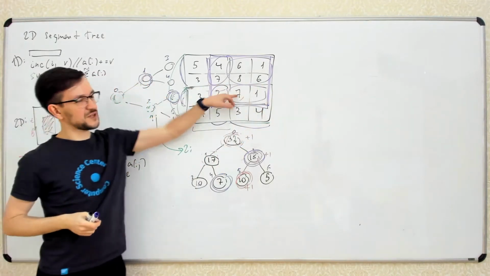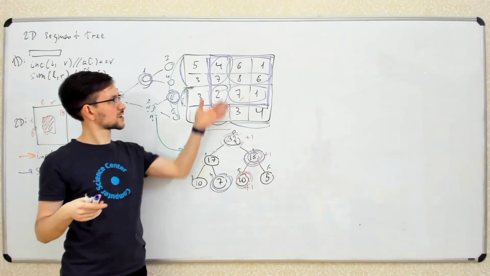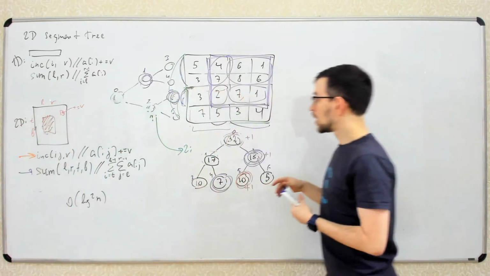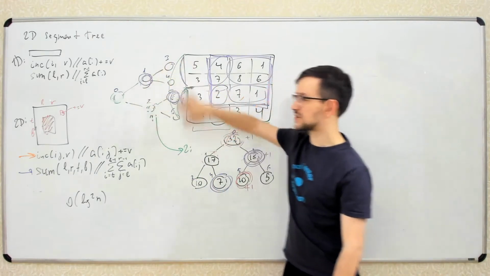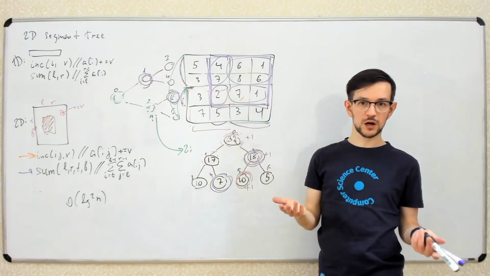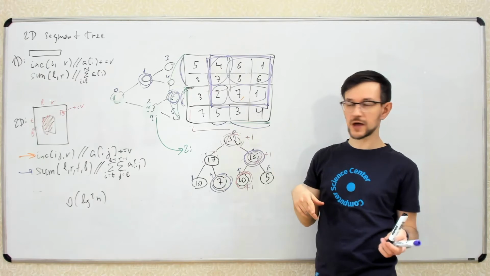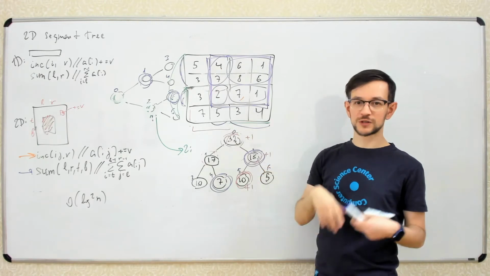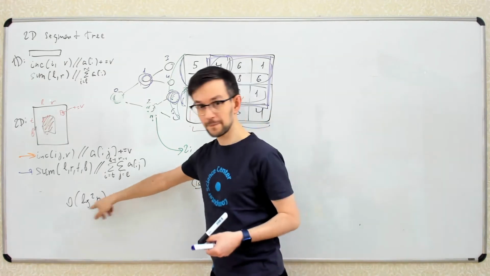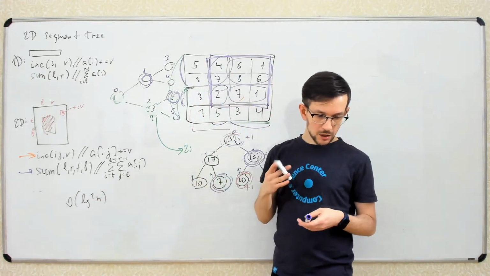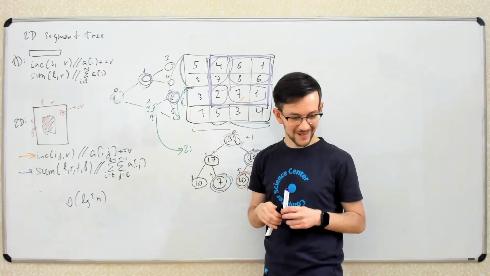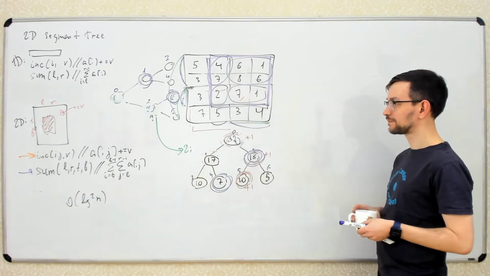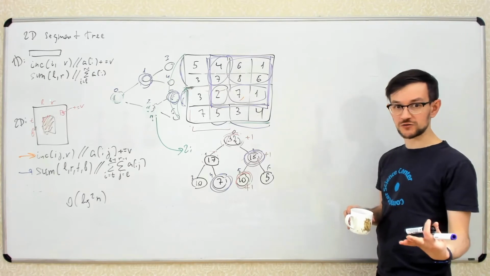Now you have the sum of these rectangles, which combine into your given rectangle. This recursive procedure works in log n time, like before, and this also works in log n time. So the total time complexity will again be log squared. That's how you make two-dimensional data structures, basically.